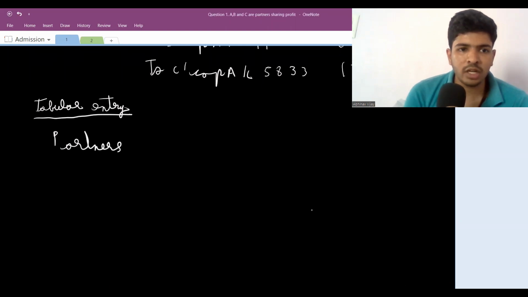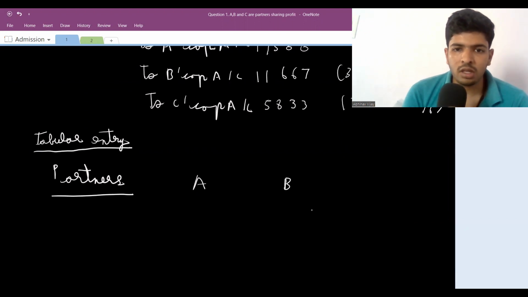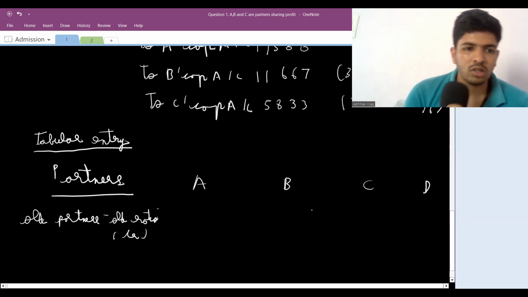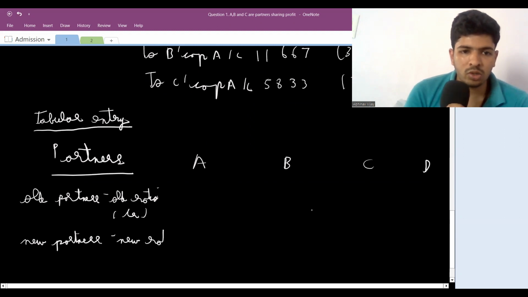Same thing for the adjustment entry of goodwill. We do partners. When we do all the partners, we write it down: A, B, C, and D. And you write old partners, old ratio, credit here. And new partners, new ratio, we write debit here.